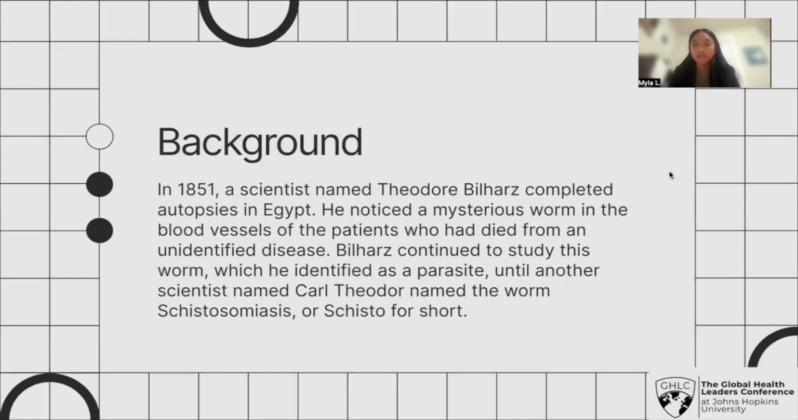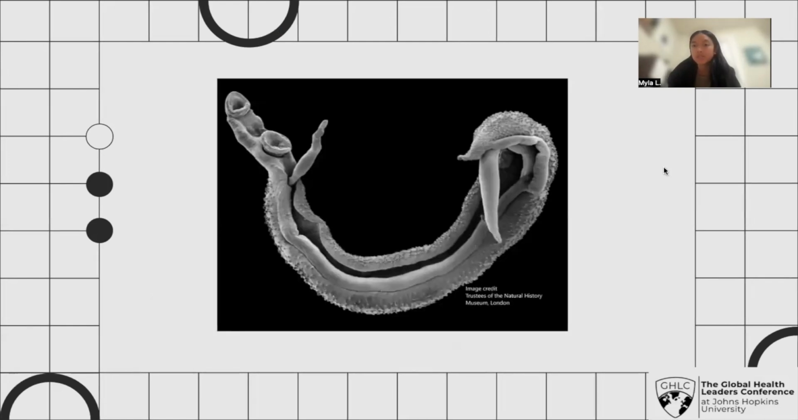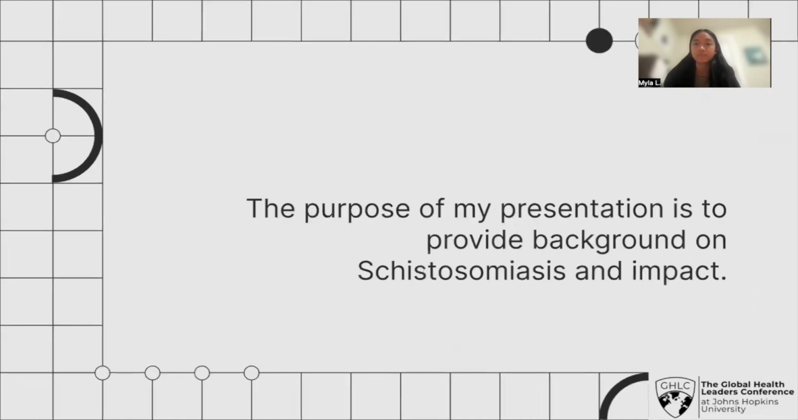For some background, in 1851, a scientist named Theodor Bilharz completed autopsies in Egypt. He noticed a mysterious worm in the blood vessels of the patients who had died from an unknown disease. He continued to study this worm, which he identified as a parasite, until another scientist named the disease schistosomiasis, or schisto for short, which will be the topic of my presentation today. This is an image of the parasitic flatworm he discovered. The purpose of my presentation is to provide background on schistosomiasis and its impact.